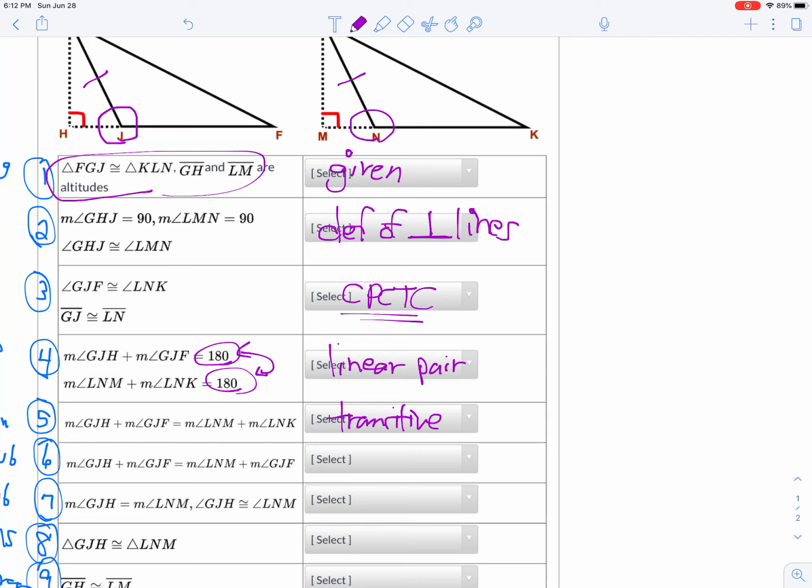Now, I see, man, they look so similar, but there's one difference. GJH, that hasn't changed. GJF, that hasn't changed. LNM, that hasn't changed. LNK becomes GJF because we've substituted it. That's why.